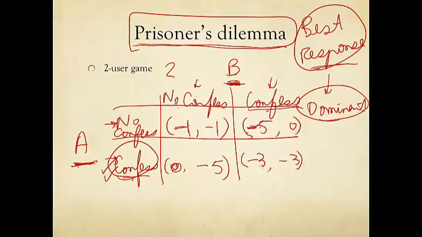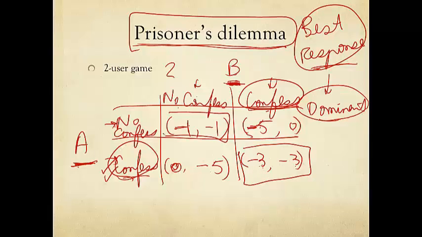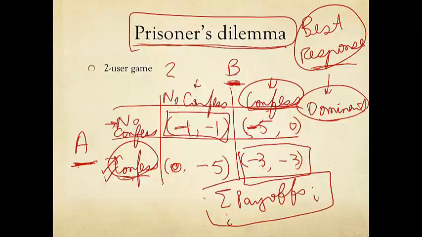Now, by symmetry, B is thinking in exactly the same way. And B will also pick confess as the dominant strategy. And therefore, the outcome of this game will be that both A and B will confess and get 3 years each. And what's wrong with that? Why is it called dilemma? Because they could have got 1 year each. If you think about the summation of the payoffs, and you want to maximize this quantity, then -2 would be much better than -6.